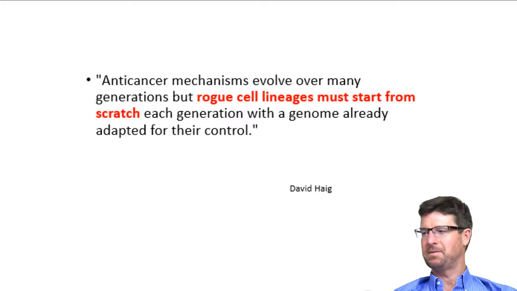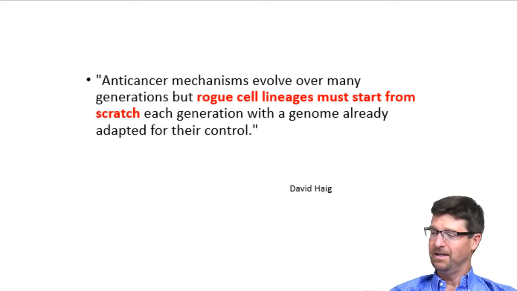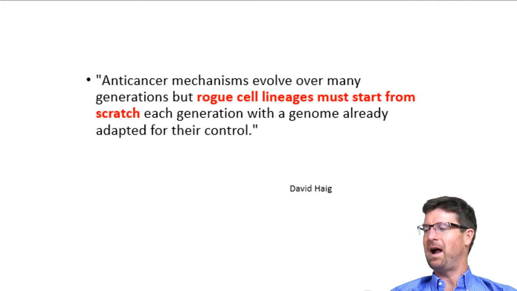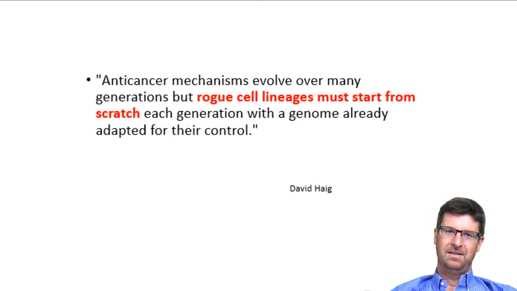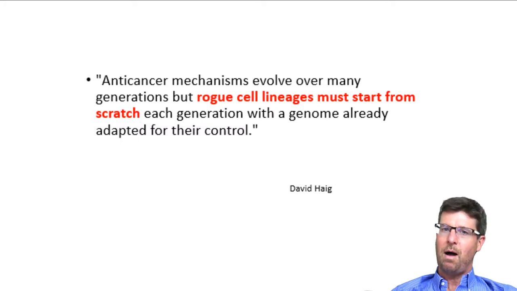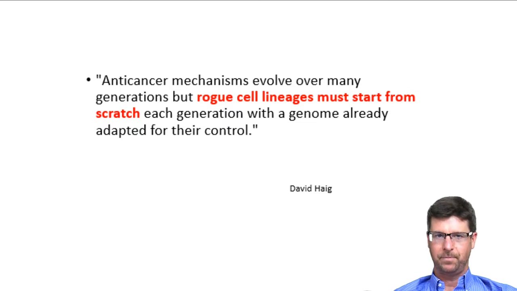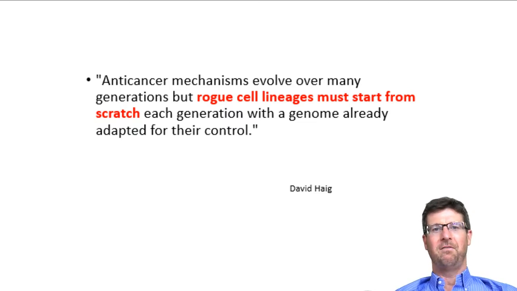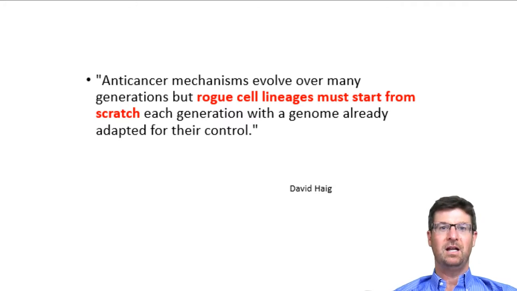And as David Haig has pointed out, anti-cancer mechanisms have evolved over time, which is why we don't get cancer, and rogue cell lineages start from scratch with every generation in the somatic cells in your body. So cancer does happen. Cancer should be thought of as a breakdown in cooperation. Luckily, though, we have evolved to have various mechanisms that enforce cooperation in the genome. That's what David Haig is saying here, that it's an important part of maintaining multicellular cooperation. And again, I'm just talking about our own cells. It requires input and some evolved responses. It doesn't necessarily happen just automatically.